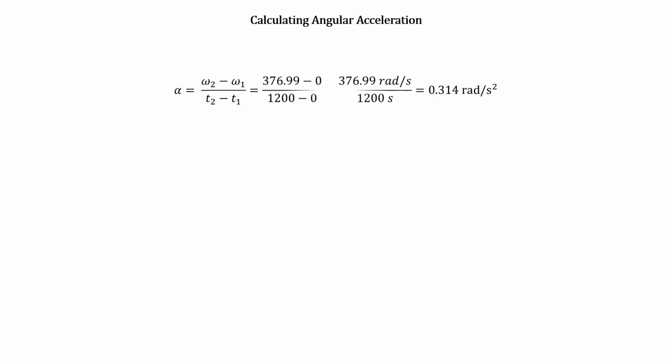Using the formula for total angular acceleration and substituting for our known values, we see total angular acceleration is equal to 376.99 radians per second minus 0 radians per second over 1,200 seconds. Solving the formula provides us with the value 0.314. The total angular acceleration experienced by the turbine is 0.314 radians per second squared.